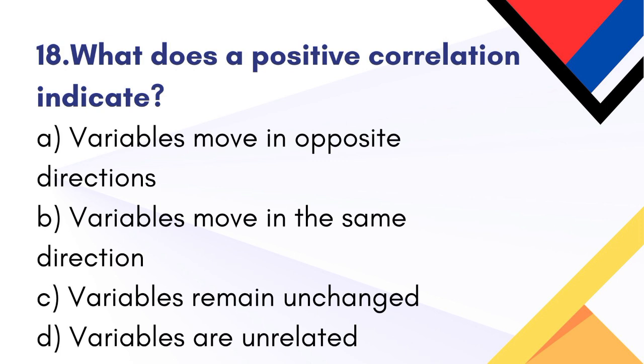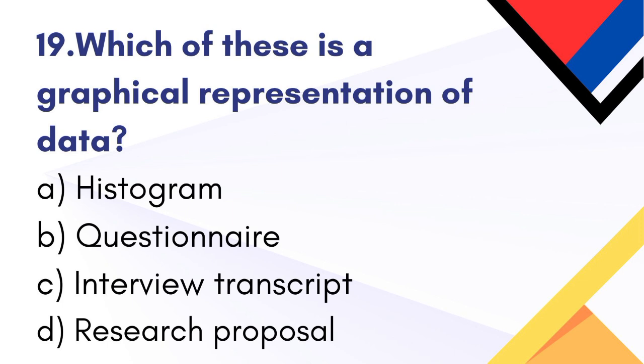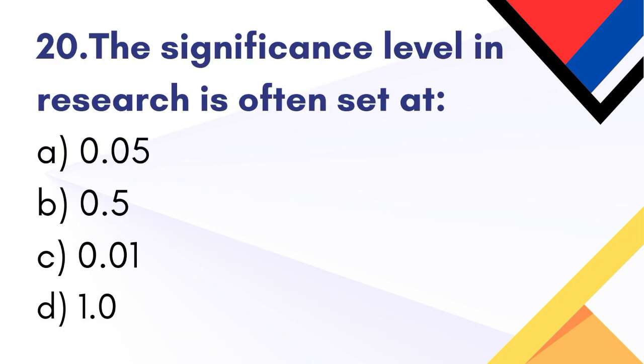Variables move in opposite directions, variables move in the same direction, variables remain unchanged, variables are unrelated. Which of these is a graphical representation of data? Histogram, questionnaire, interview transcript, research proposal. The significance level in research is often set at 0.05, 0.5, 0.01, 1.0.